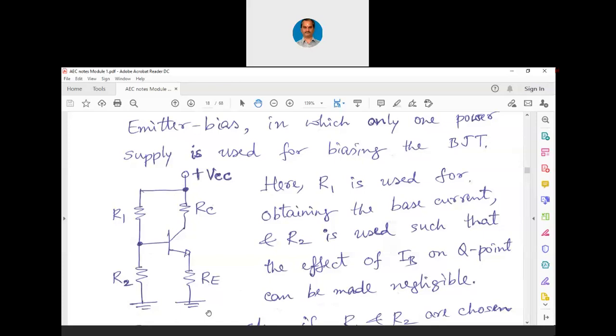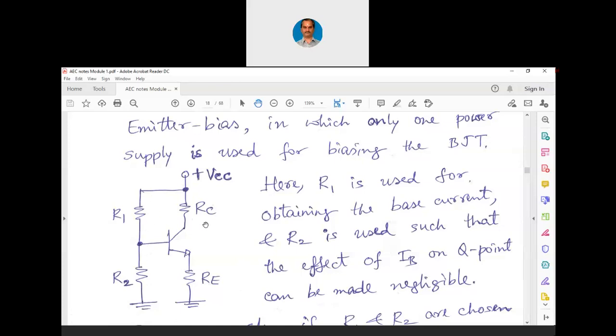The reason is, if I directly start discussing this circuit, suddenly you may not be able to understand why exactly this R1 is there, R2 is there, RC is there, RE is there. So we started with only RB and RC, that was base bias. Then we came to RB, RC and RE, that is emitter bias. Now we are coming to R1, R2, RC and RE. There is nothing called RB now. There are two resistors at the base. They are connected in such a way that we have to ignore IB.